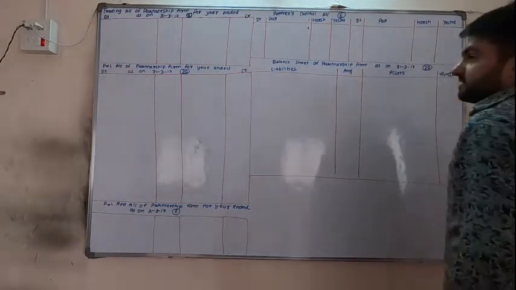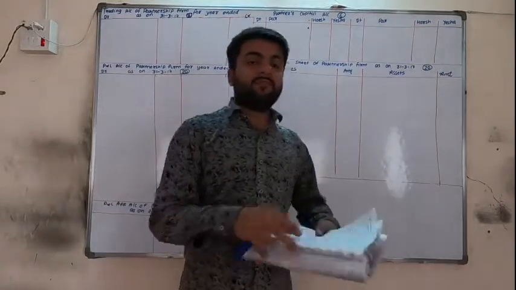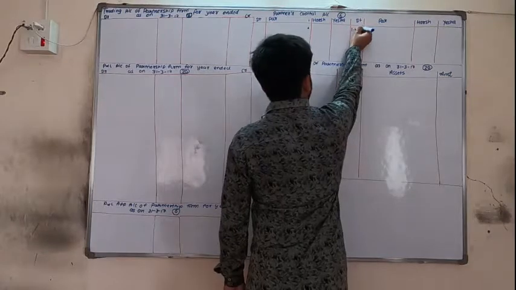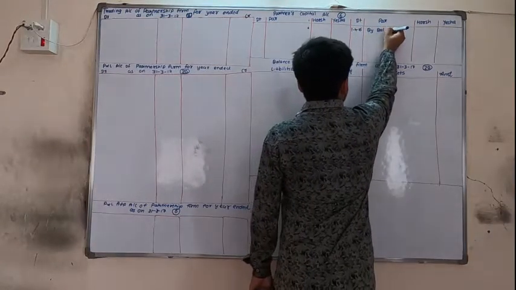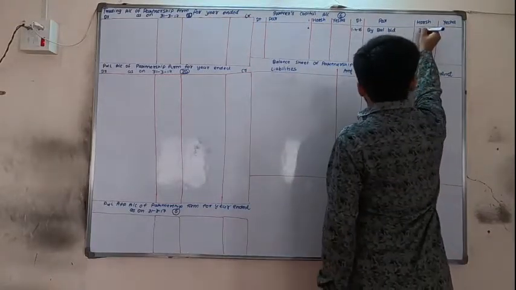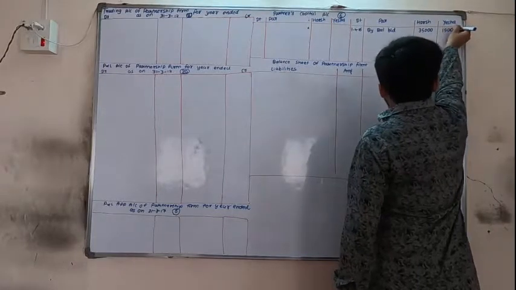Okay friends, let us start the sum. First of all, starting from the opening balance of capital on 1/4/16, by balance brought down, capital as credit balance 35,000, 15,000.